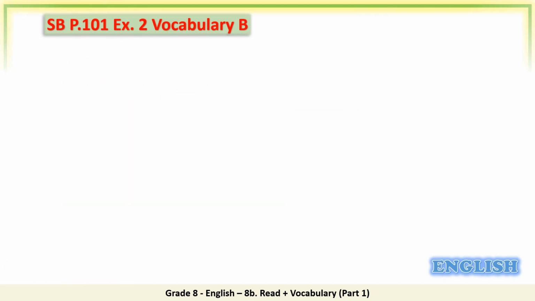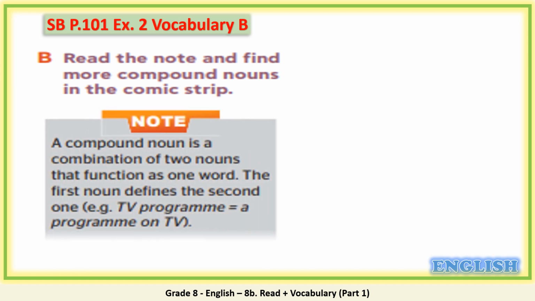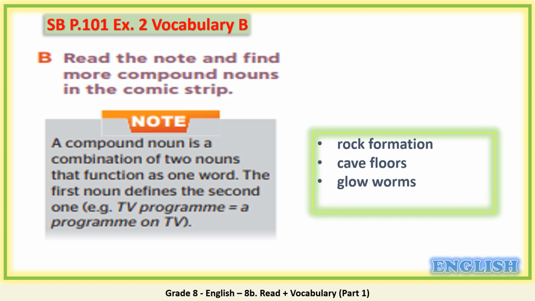Now, move to exercise 2B, vocabulary. Read the note below and find more compound nouns in the comic strip above. A compound noun is a combination of two nouns that function as one word. The first noun defines the second one. For example, TV program, a program on TV. Here are some compound nouns in the comic strip above. For example, rock formation, cave floors, glowworms.